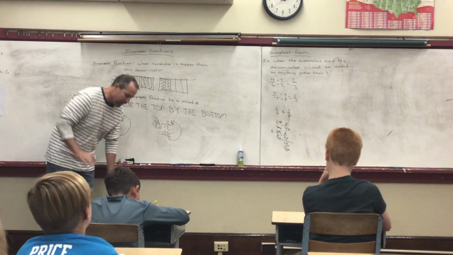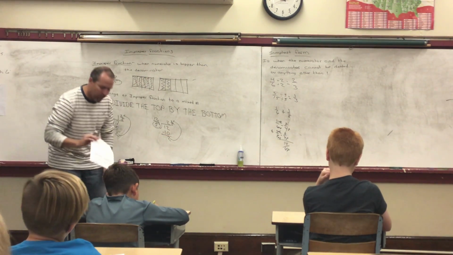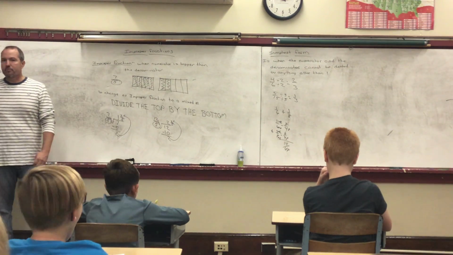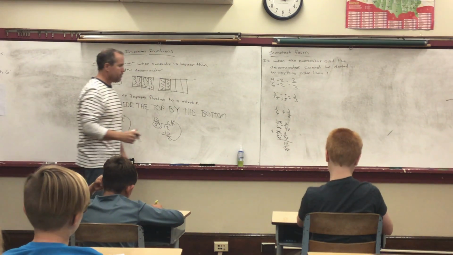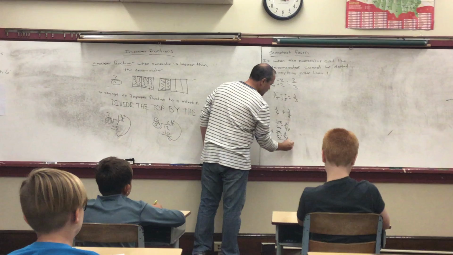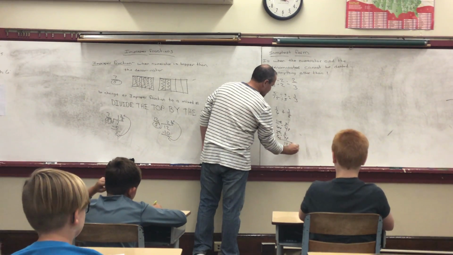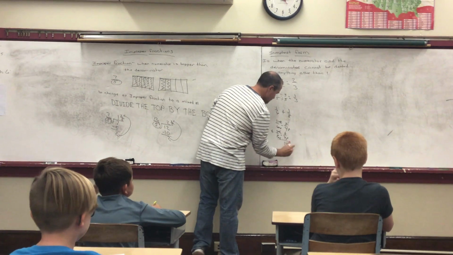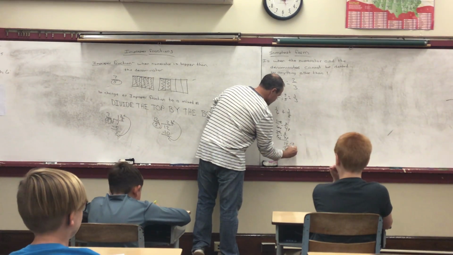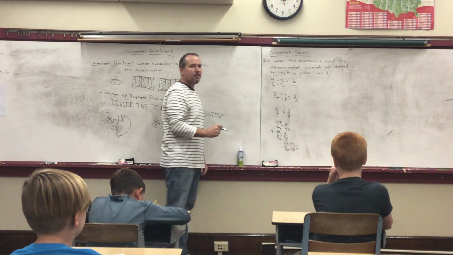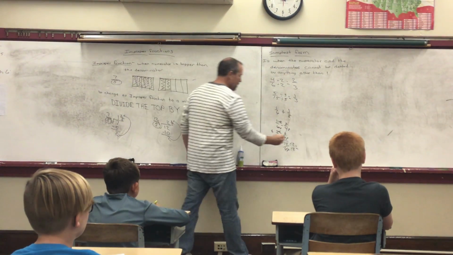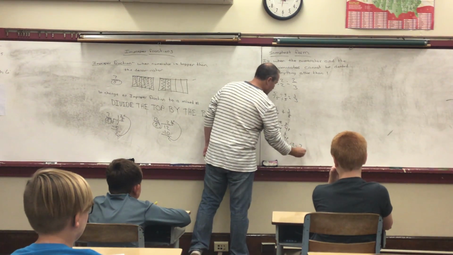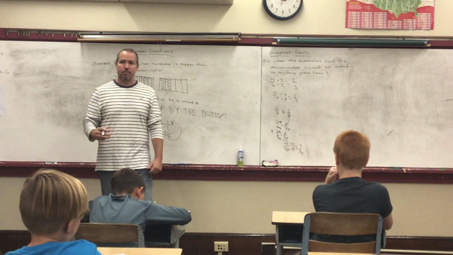Now, 14 and 48. Is there anything we can divide 14 and 48 both by? Yes. What? 2, because they're both even numbers. 14 divided by 2 is? 7. 48 divided by 2 is? 24. So we had to reduce it.